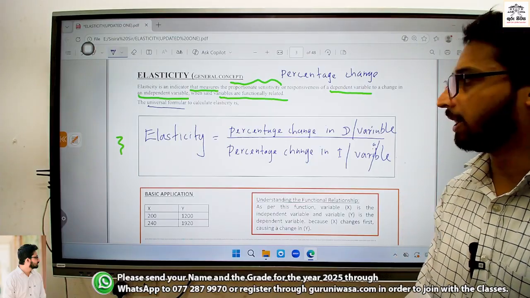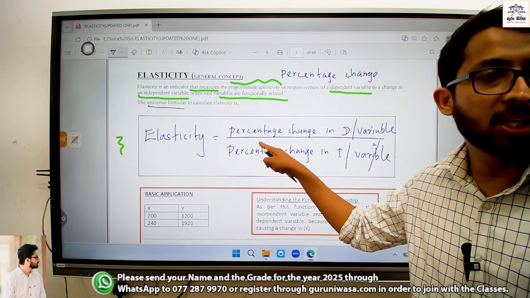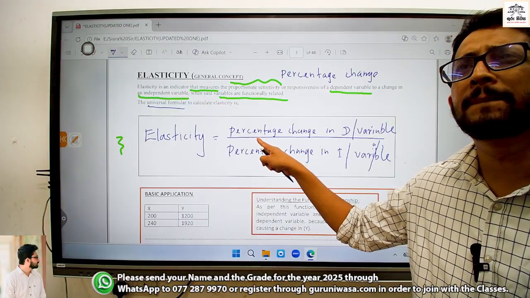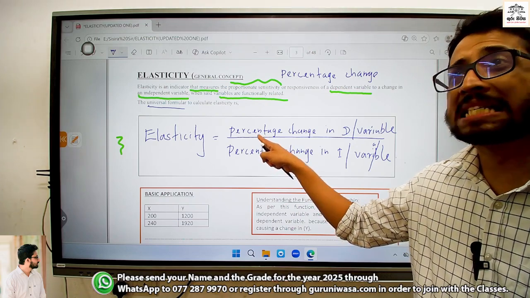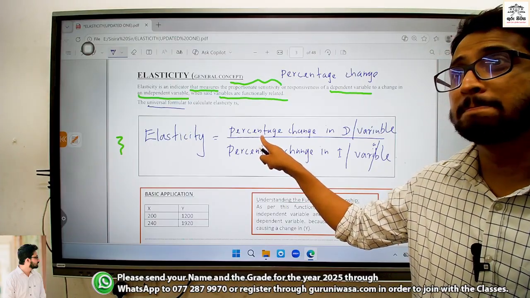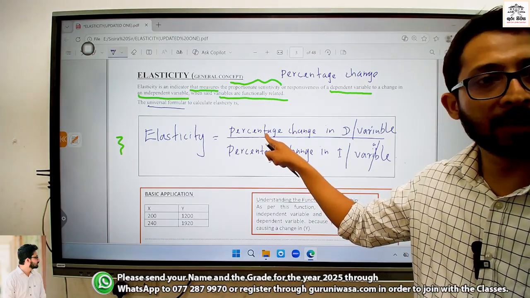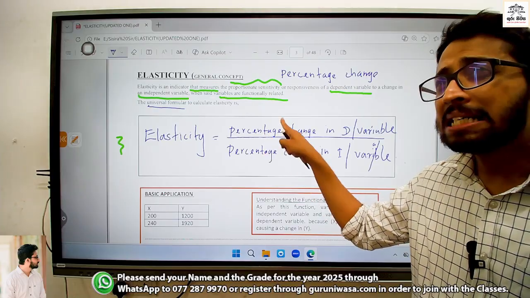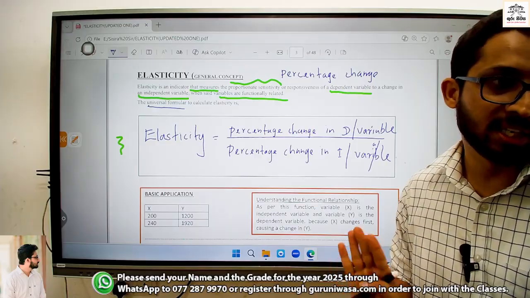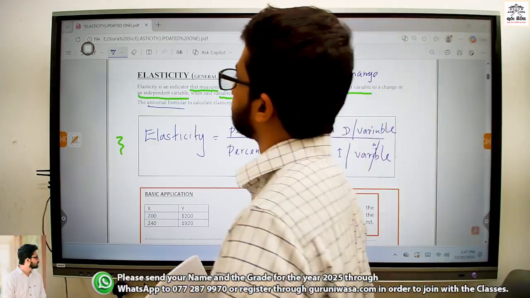That's why I told you, whatever elasticity is calculated, remember, we use only percentage change. I emphasize this word, I stress this word. Percentage change, not just change, percentage change. Elasticity means percentage change.